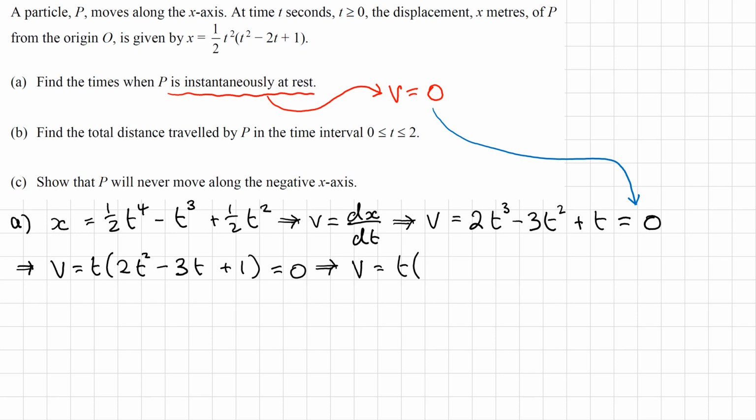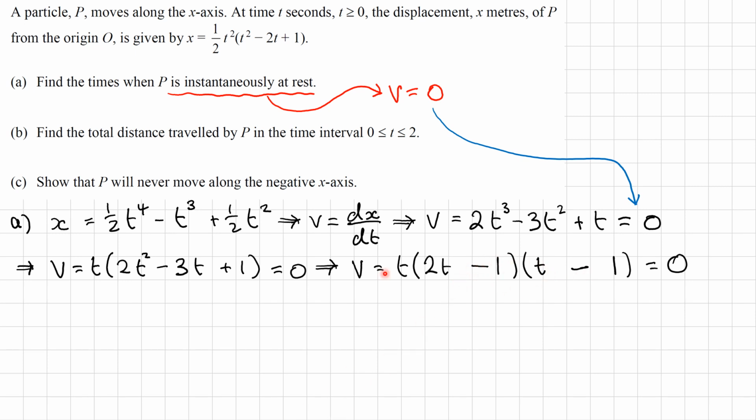So now I'm going to factorize the quadratic. Since I've got 2t squared, that means I must have 2t in one bracket and t in the other. I need to get 1, which means I need to have 1 at the end of both brackets. It's just where I put the plus and the minus signs. Now I want negative 3t. So if I put a negative here, that will give me negative 2t, and a negative here will give me a negative t, and multiplied together, that will give me the plus 1.